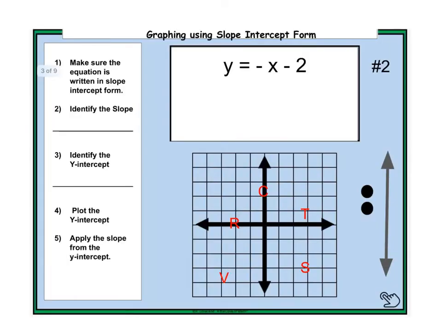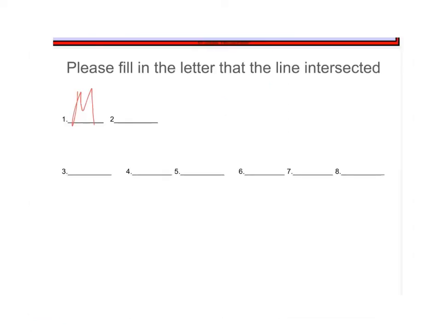On number 2, our slope is what comes before the x, right? This coefficient. Well, this is -1. And we like to make that a fraction, so we're going to make that -1 over 1. Our y-intercept is what comes at the end, so that's -2. To graph this, I'm going to go down 2 on the y-intercept and put a dot. Now I'm going to apply the slope, which is down 1, right 1. Down 1, right 1. And the inverse of going down 1, right 1 is up 1, left 1. Up 1, left 1. So our line goes through the letter R. Let's update our sign. So number 2 was R.